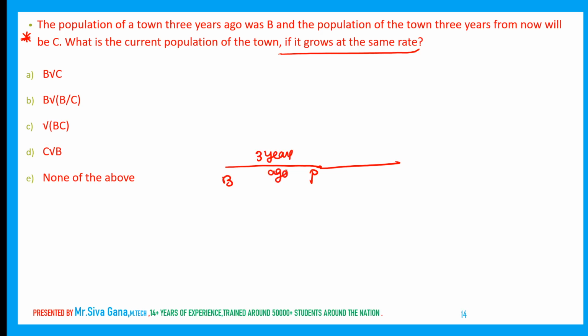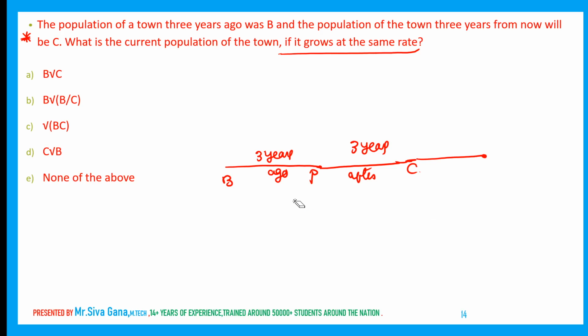3 years ago was B. 3 years after, it is C. Okay, it is growing at the same rate, which means if this is the present, this will be B, and then we get C. If this is the present, let us say, what happens in the next case? This will be B, and then we get C. Like this.